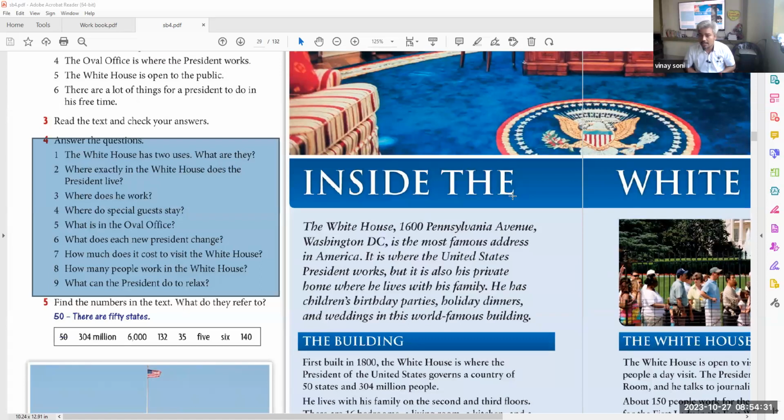One use, it is his private home. The White House is the president's private home. He lives there with his family. And two, it is his office. He works there. Where exactly in the White House does the president live?